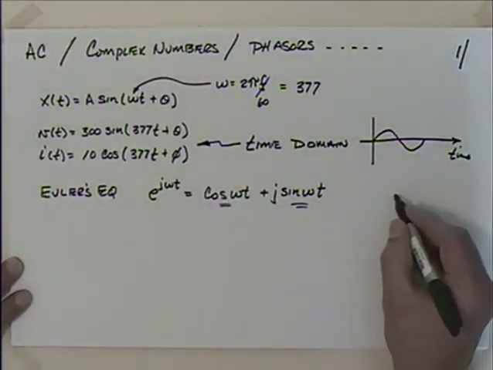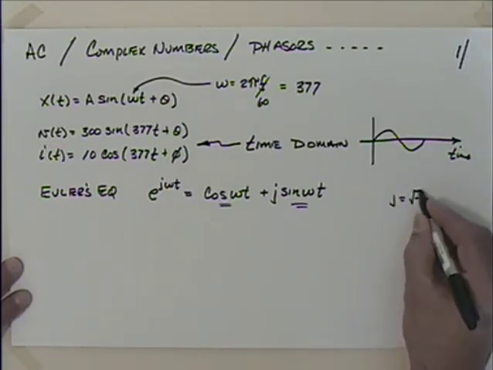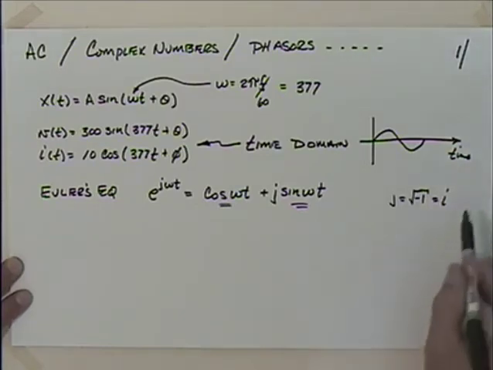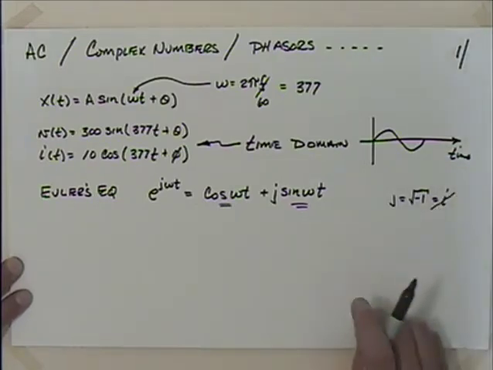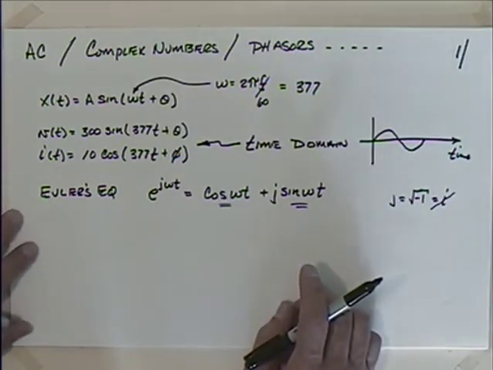Now remember that j is going to be equal to the square root of -1. You probably learned this in math as i. We have i, enough i's for current, so we're not going to think of that as i, we're going to think of that as j.